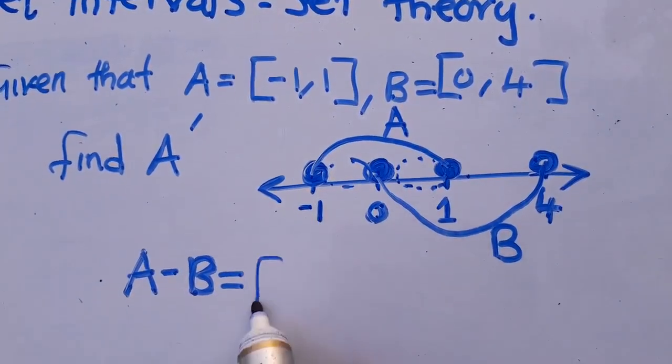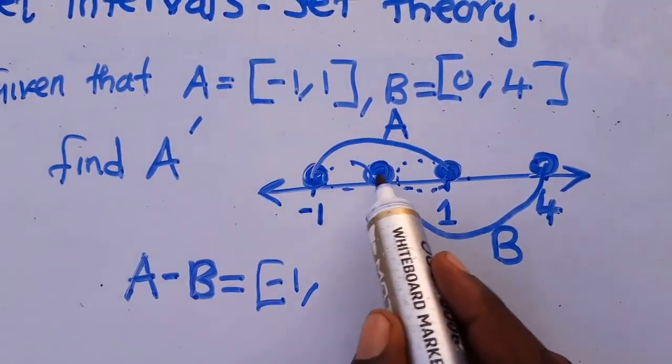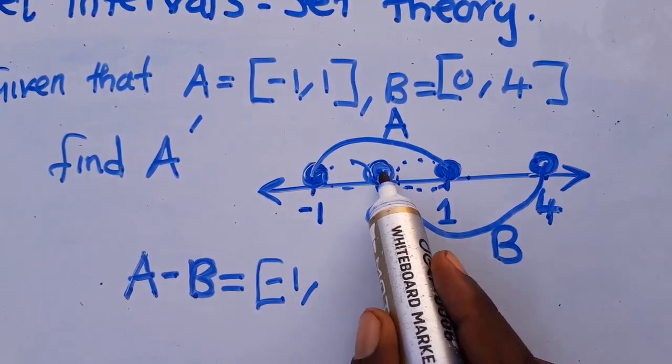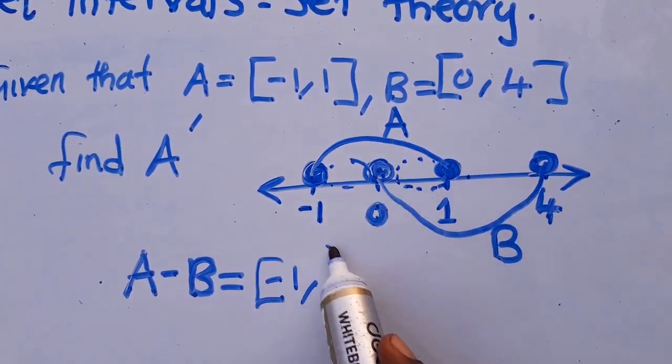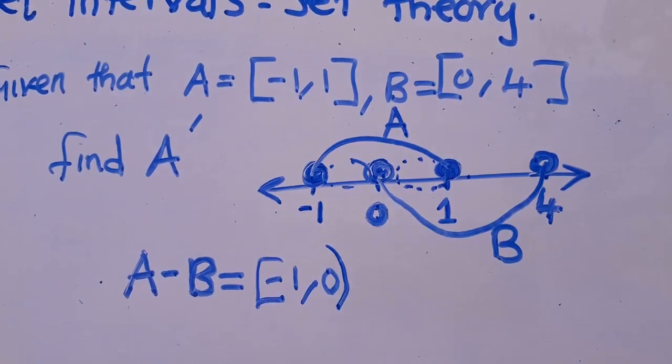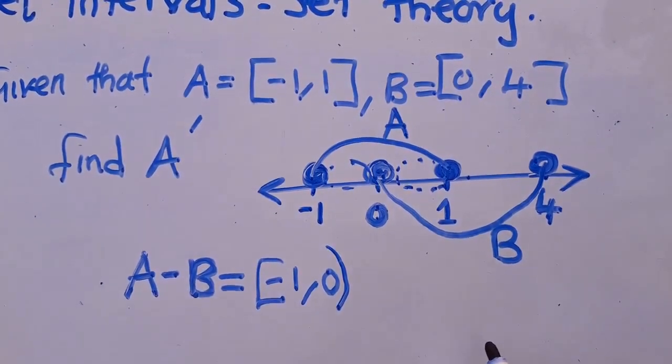It is just -1 that is included. This is 0, shaded here. Have you seen? This is shaded. It is included. So in our answer, it is not going to be included like that. This is how you need to answer it. These are things that you need to do and follow.